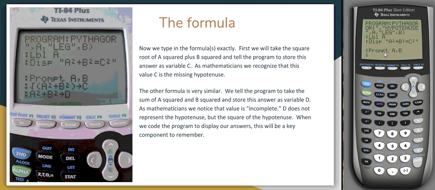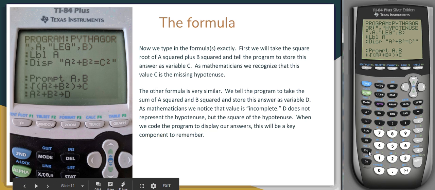Once the program knows what variables A and B are, it needs to know what to do with said variables. So we need to create the actual formula. Square root of A squared plus B squared will be stored as C. Notice we don't use an equal here, we use this arrow key, STO. It's saying store this information as a variable C.